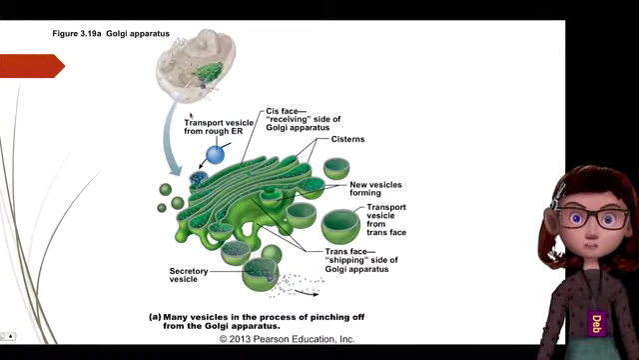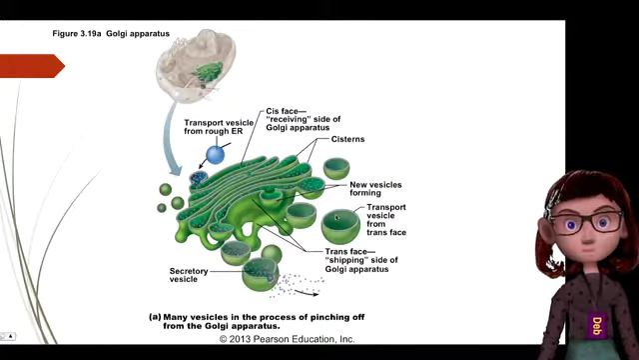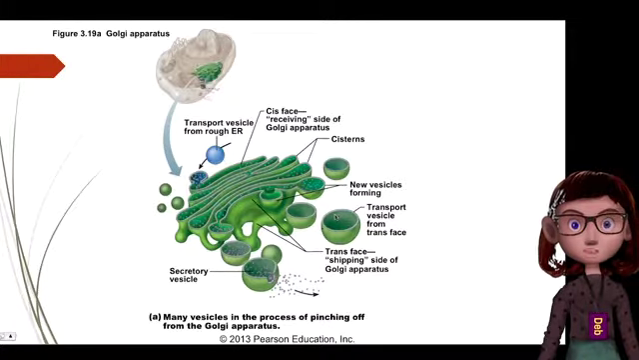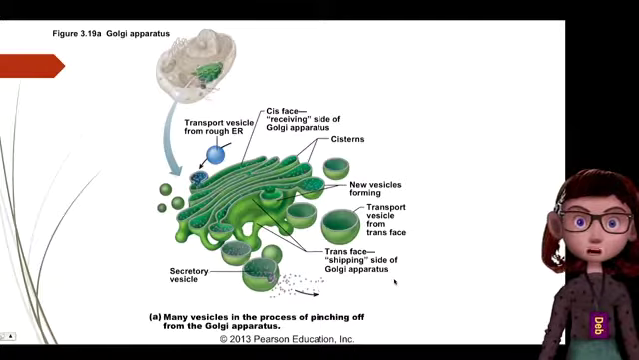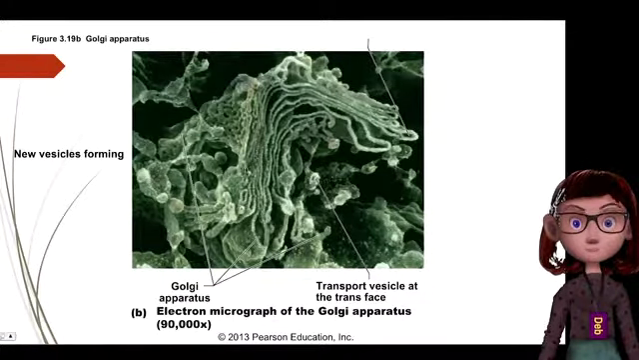First of all, from the rough ER, little vesicles carry the product to the Golgi apparatus, and then after the product is modified here, then the vesicles will pinch off. A little bit of membrane pinches off, turns into a vesicle, and will carry or ship that product to another destination. And this is an electron micrograph showing you that it actually looks like the little drawings that we typically see.